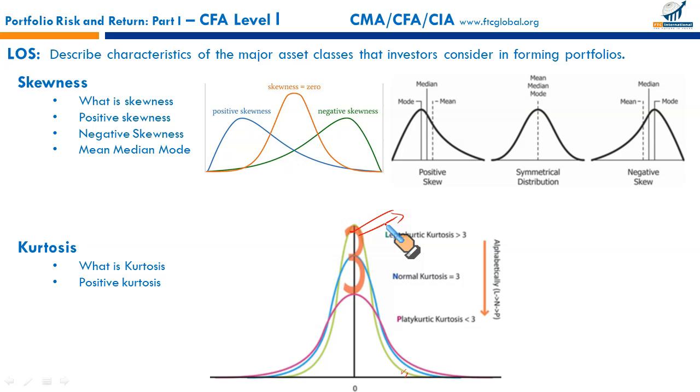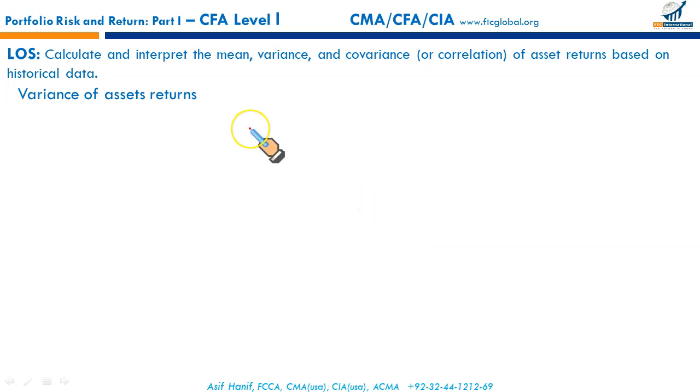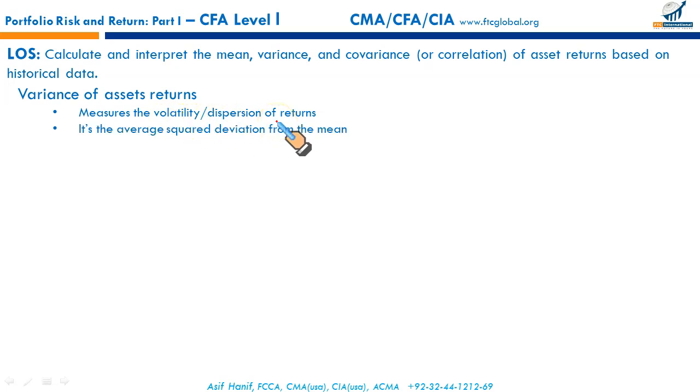Even the next reading is from your previous reading from quants. This one: calculate and interpret mean, variance, and covariance of asset returns based on historical data. We have done it in detail in your quants, but let us just revisit. Variance of asset returns. What does it measure? It measures the volatility or dispersion of returns. And how do we calculate this? It's basically the average squared deviation from the mean.